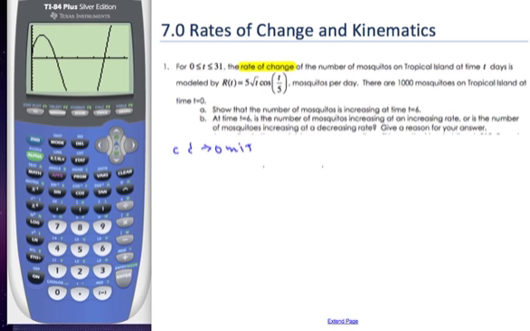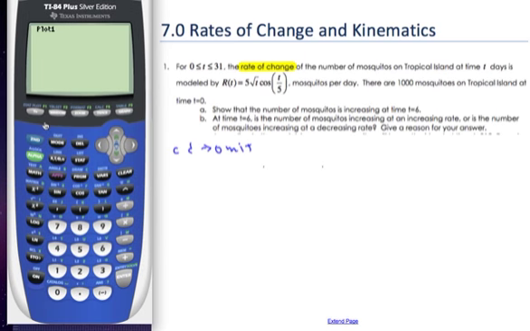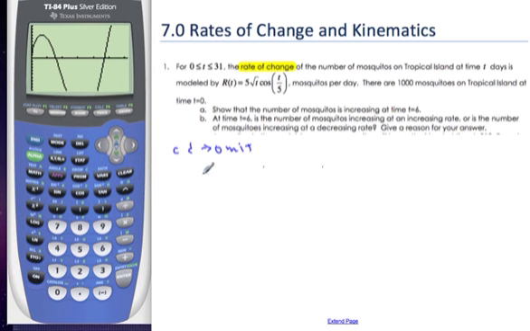So if we think about what's going on, and I've taken the liberty to graph this already. If I want to show that the number of mosquitoes is increasing at time t equals 6, well, this is my derivative already. I want to ask the question, at R at 6, I want to find out if it's positive. If it's positive, then the mosquitoes are increasing. So, go over to my calculator.